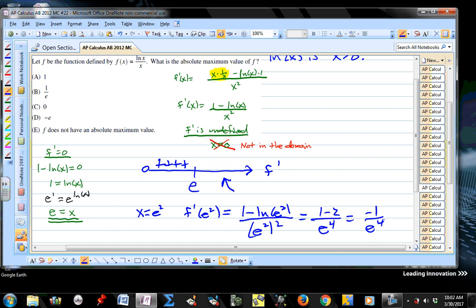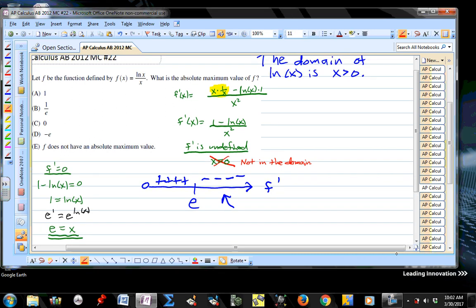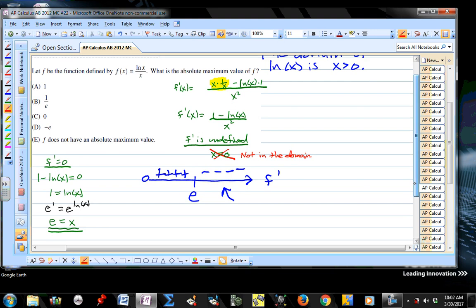But e to the 4th power is positive, so negative 1 divided by a positive number is going to give us a negative value. This concludes that there is, in fact, a maximum value at x equals e. Remember that the value of a function is the y value, so to find the absolute maximum, we'll need to evaluate f of e. Going back to the original function f.